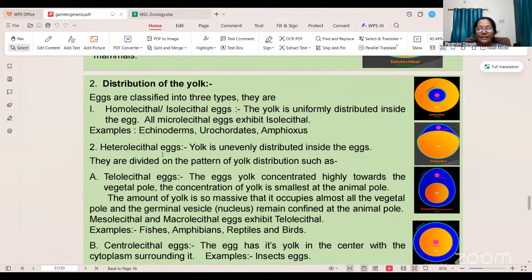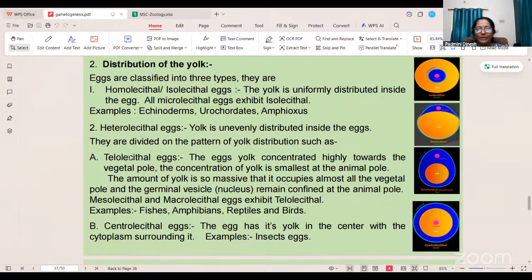And heterolecithal eggs are of a slightly different pattern. That is telolecithal. Under telolecithal, a high amount of yolk is present at the vegetal pole, and at the animal pole you have the nucleus, and the cytoplasm is very much less, pushed towards the nucleus. That is the telolecithal egg. The centrolecithal is another type, where this telolecithal is of two types.